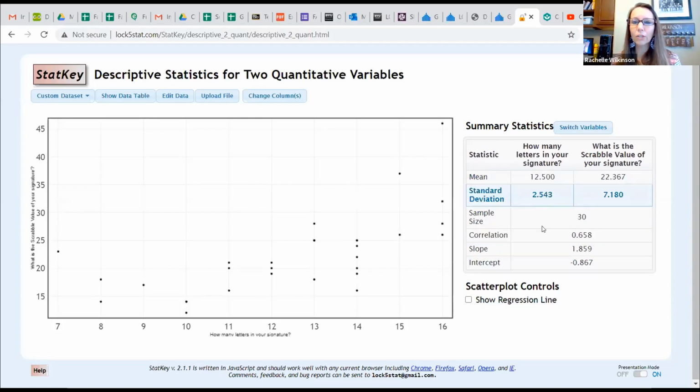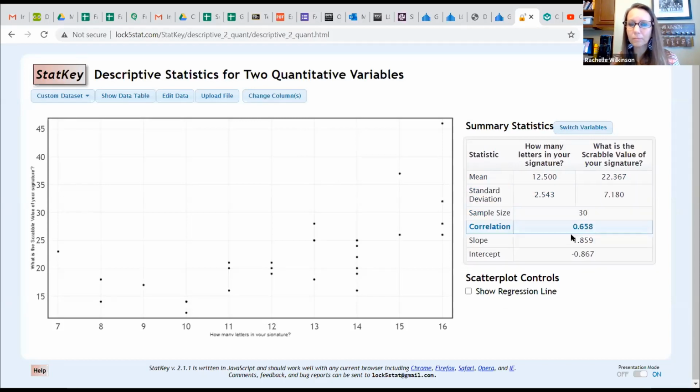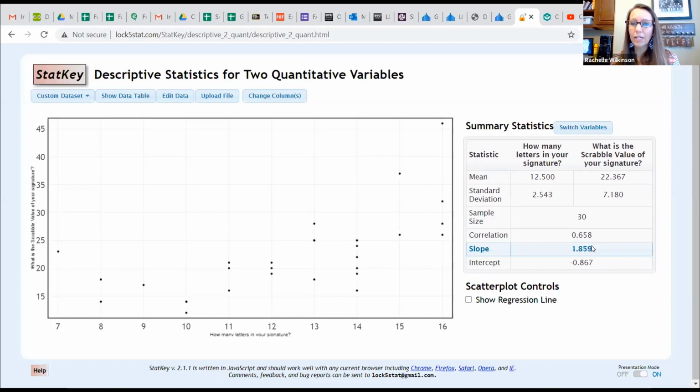So looking over on the left here, you can see it tells us the correlation is 0.658. That also indicates a moderate relationship there. And underneath here, it's giving us the slope and the intercept. So on your paper, write down the equation for the regression line for this data. If you can write it down, and then I'll write it down. We'll see if you got the same thing.